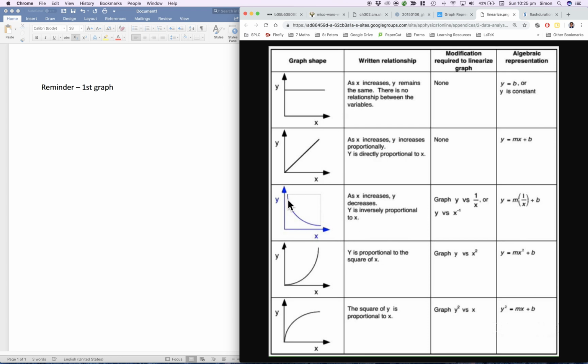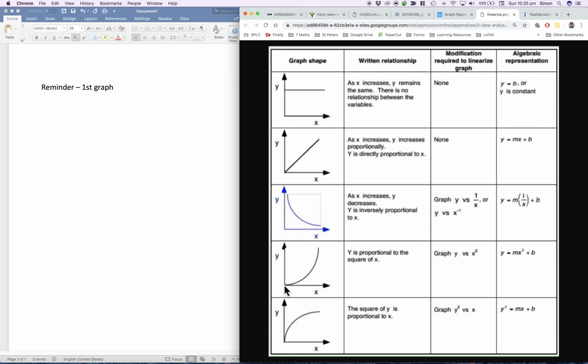But it's this sort of thing where as x gets bigger, y gets less and less and less and less, right? Or you could read it backwards like we did with the need to pee and how close you are to the toilet. So you could always read it backwards too.